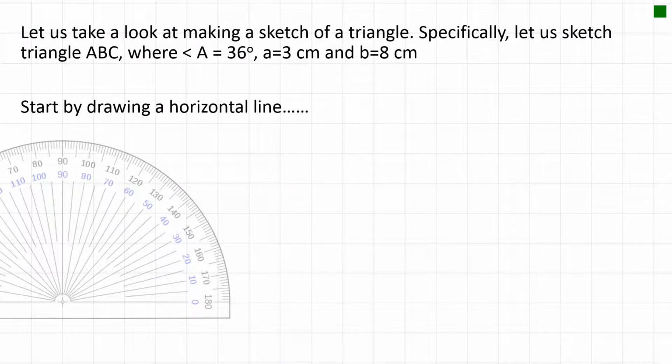So I am going to try and draw a triangle with some given information here. Notice that the triangle is not pre-drawn for me. It's triangle ABC, so the vertices are A, B, and C. And I've got three pieces of information.